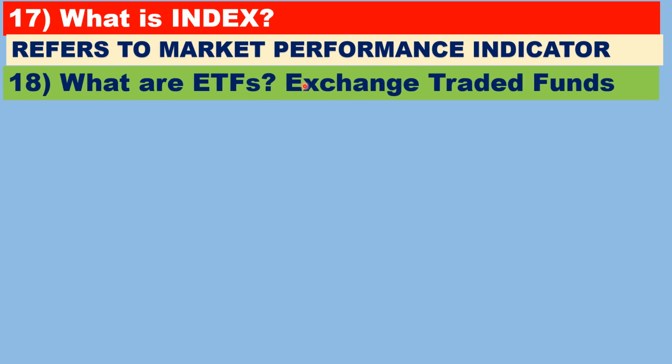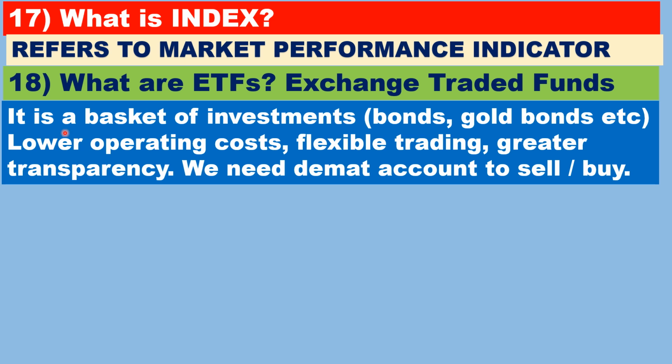What are ETFs, exchange traded funds? It is a basket of investment securities. For example, a mutual fund company creates an ETF where different stocks, bonds, government securities, sovereign gold bonds, etc. will be in a basket. We can buy the exchange traded fund, that is a basket of investments, and this has low operating cost and flexible trading. You can trade yourself like a stock, whereas in mutual fund and index fund you cannot do it. Here it has the advantage of the share market, that is you are investing in the stock market.